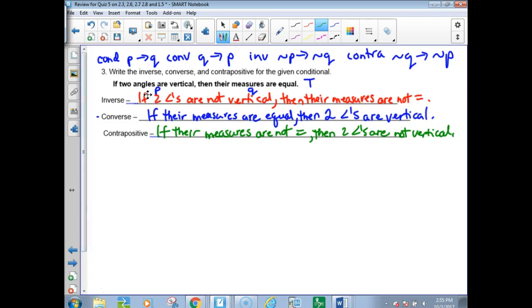And yet you will be doing exactly this. You will be taking a statement that is your conditional statement, and you will be writing these three things. Okay. And I think I'll try to put them in the order that I prefer them, which is conditional, converse, inverse, contrapositive. Just like I wrote it at the top of the page.